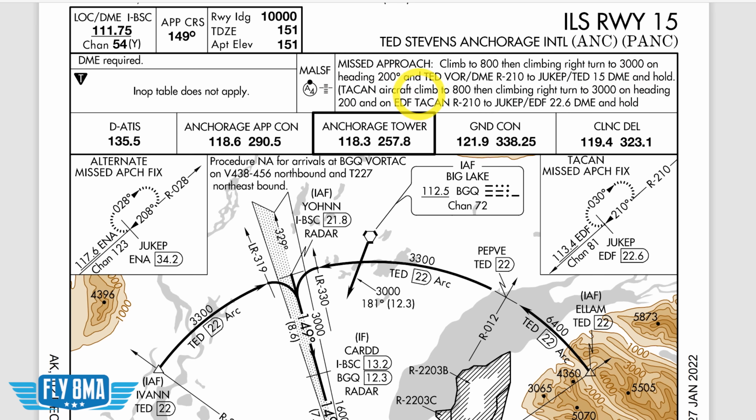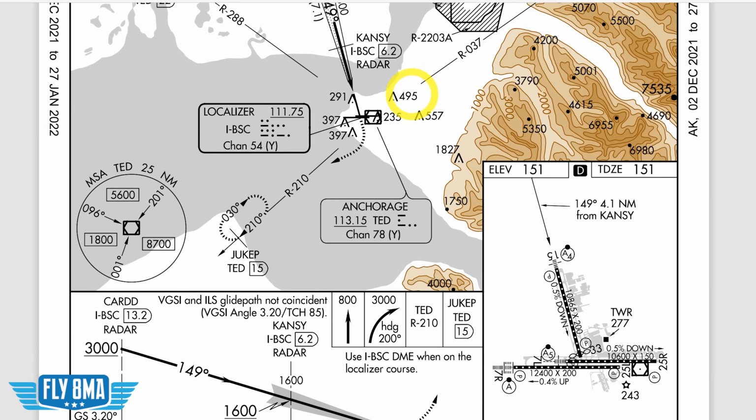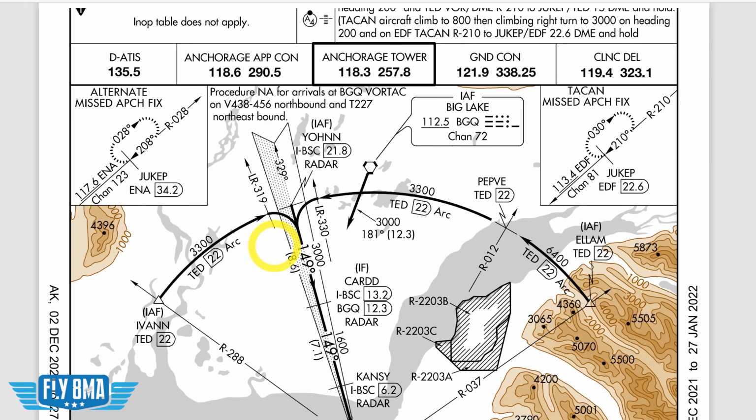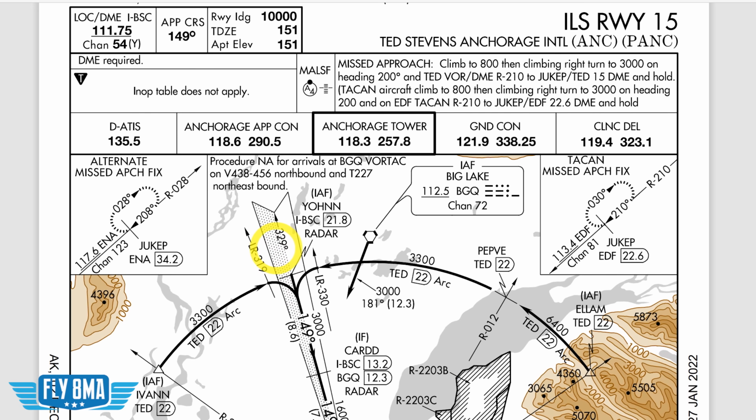TACAN aircraft climb 800 feet and so on. Well, you're not a TACAN aircraft. That's going to be a military thing. We don't have TACAN receivers in our airplanes, so we're just going to stick to this first part up here for us. And we can see what that really is: hey, yep, you make the right turn, radial 210 off of TED, and 15 miles right there. We can see 15 from TED is the JUKIP intersection, and we'll make a direct entry into that holding pattern. We can see that is the missed approach.